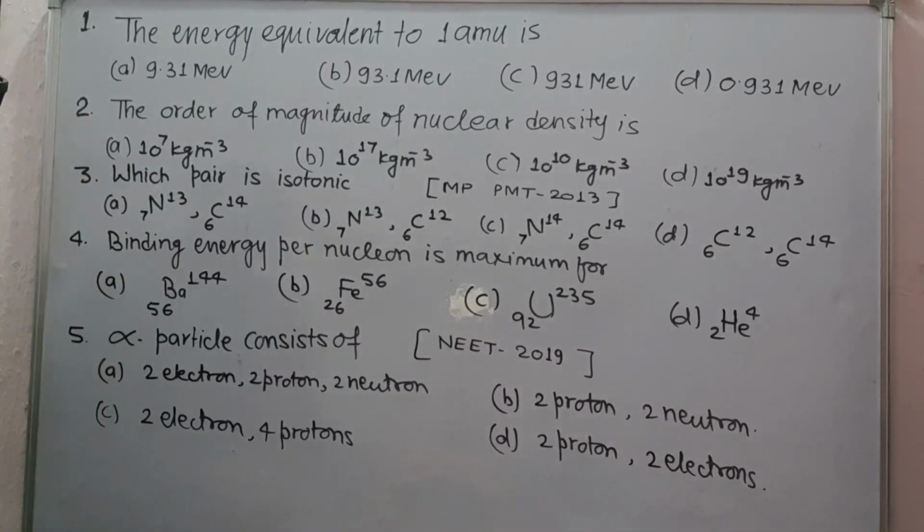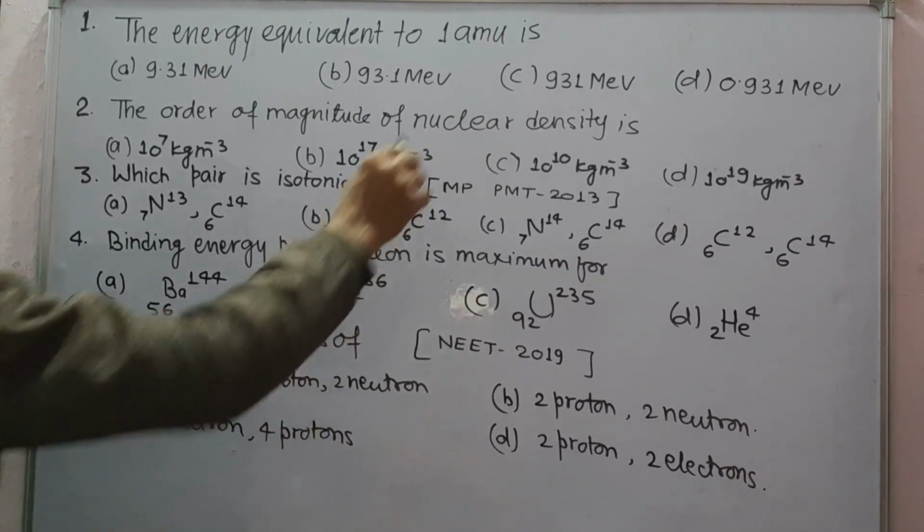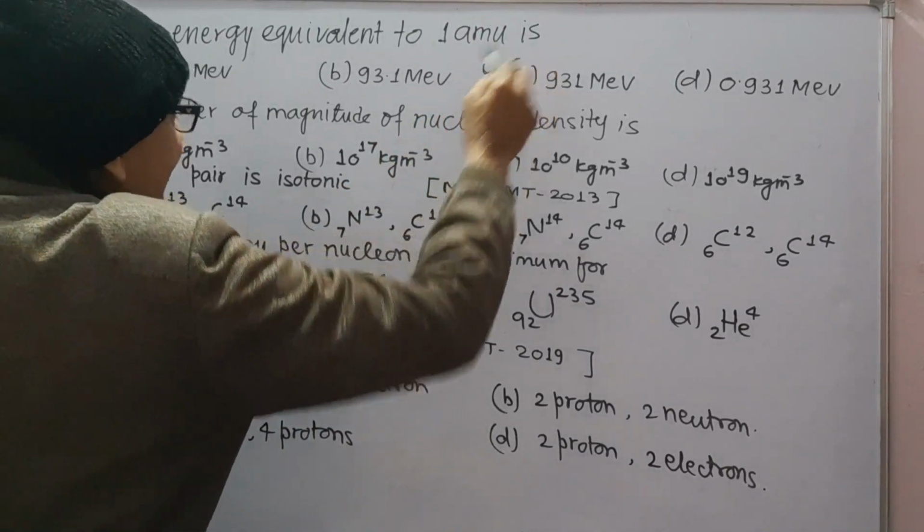Now question number 1. The energy equivalent to 1 atomic mass unit is, options are these, and we know that 1 AMU is equivalent to 931 million electron volt, therefore option C will be correct.